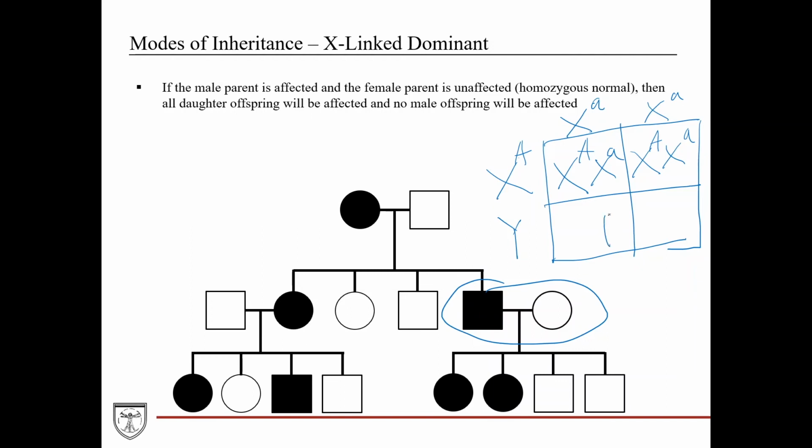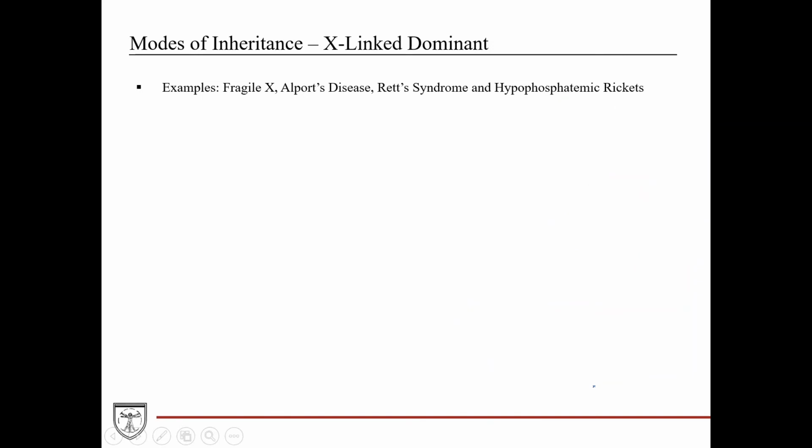Now the sons have to inherit a Y chromosome from their father, so there's no way they can inherit this dominant allele from their father. And their mother has two copies of the recessive allele, so they're always going to inherit the recessive allele, and so all of the sons will be normal. And you can see that here. They had two daughters, both affected, and two sons, both healthy. Some examples of diseases that exhibit X-linked dominant inheritance are Fragile X syndrome, Alport's disease, Rett syndrome, and hypophosphatemic rickets.